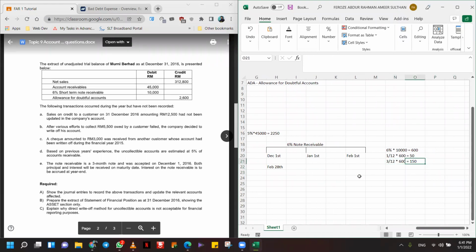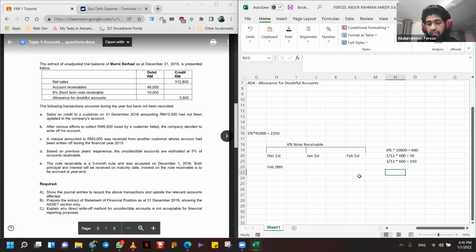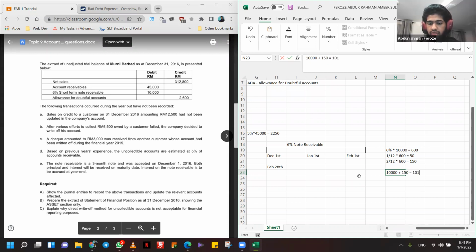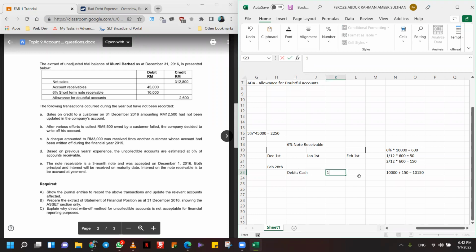Now look, over the 3-month period, this note will bring in interest of 150 ringgit. On February 28th, at the end of the 3 months, the customer will pay back the principal amount, which is 10,000. The principal means the actual amount that was given out. Plus the interest, so the customer will return 10,150 to the company. So if you want to account for the transaction on February 28th, we debit cash.